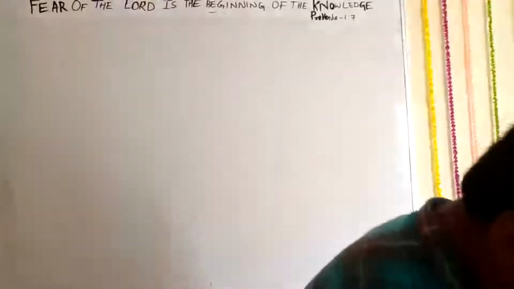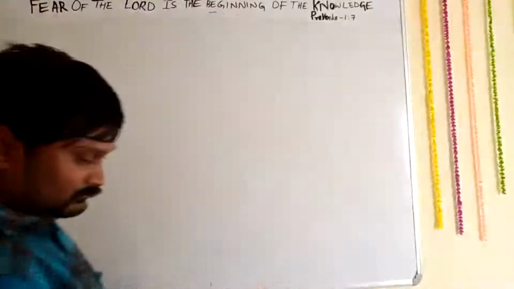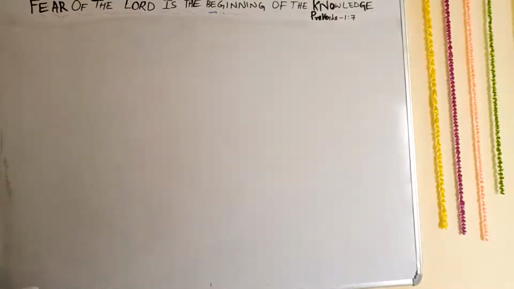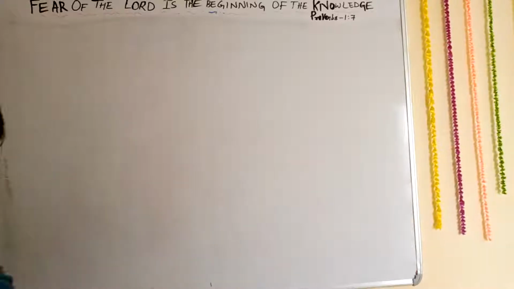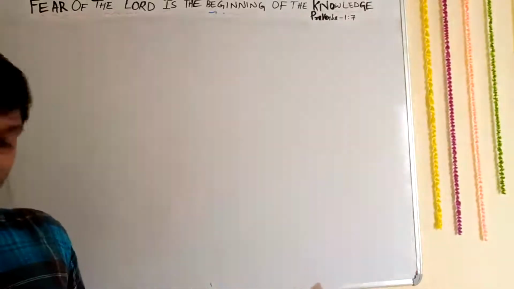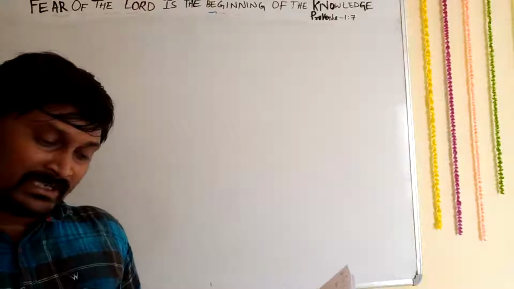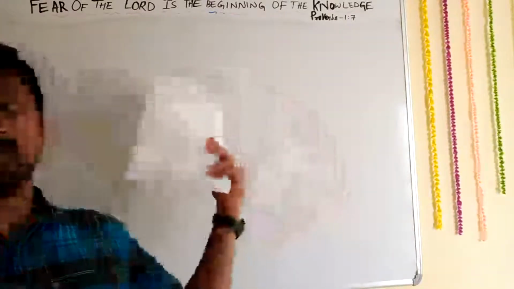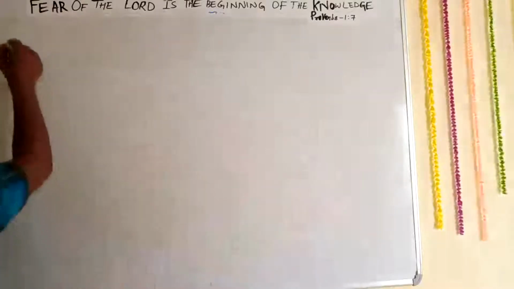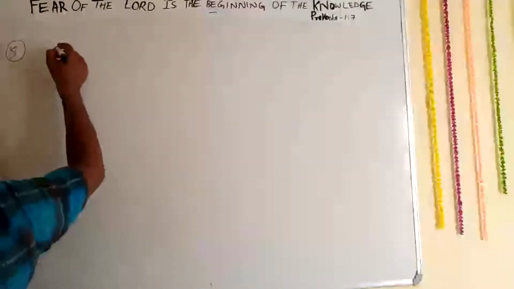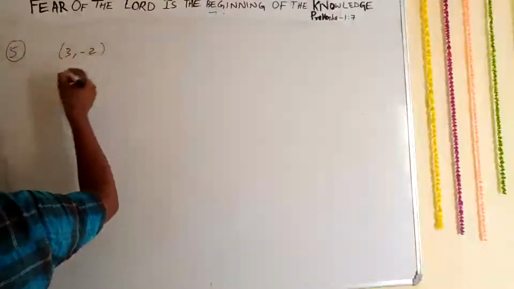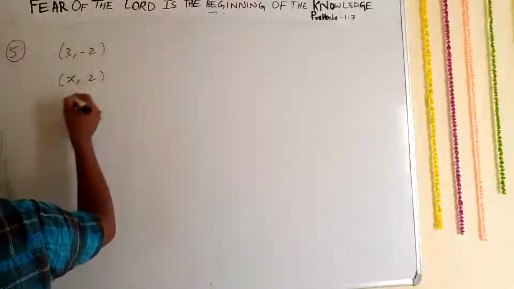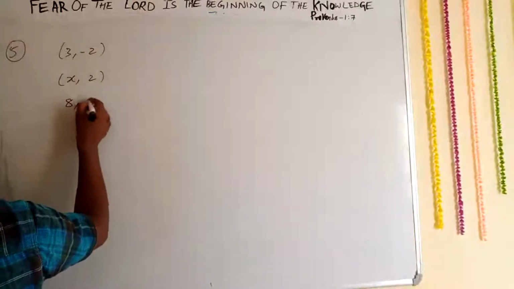So now fifth problem. So your fifth problem, if points 3 comma minus 2, x comma 2 and 8 comma 8 are collinear, then find the value of x using determinant. I think you already know this, how to solve this. So here it is 3 comma minus 2, x comma 2 and given as 8 comma 8.